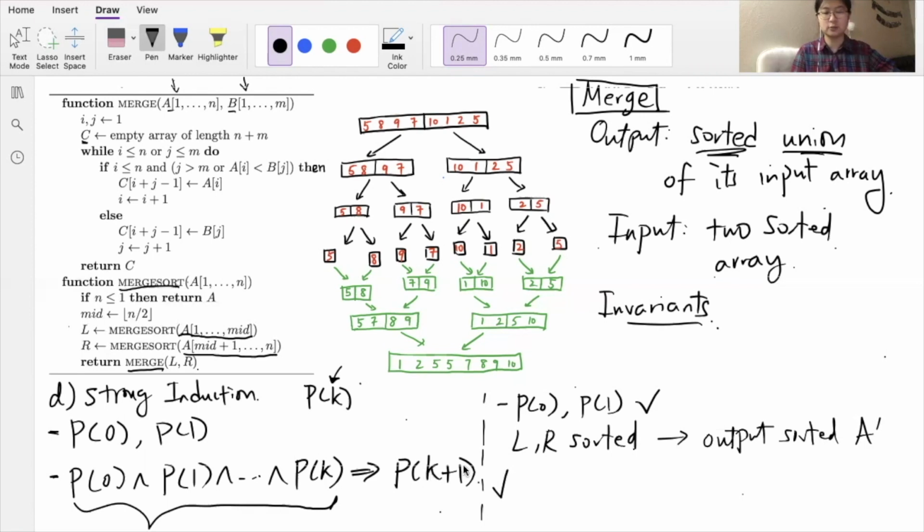So again, just to recap, we assume that merge sort is able to sort any array of length 0 to length K, and we just showed that if we put in something of length K plus 1, it'll also work. So by strong induction, we know that for all n in the natural numbers, so for any length, P of n is true. So we now know that merge sort works for any arbitrary length of input. And that concludes question 4.